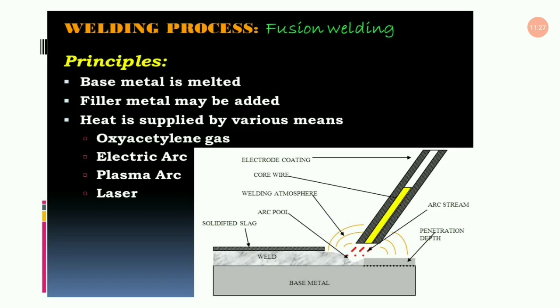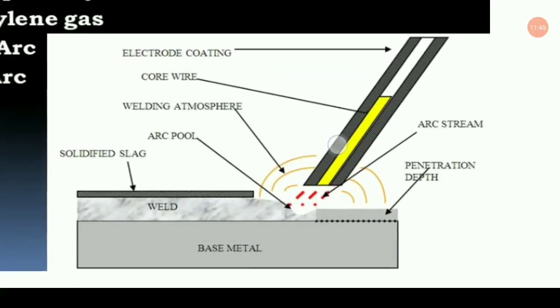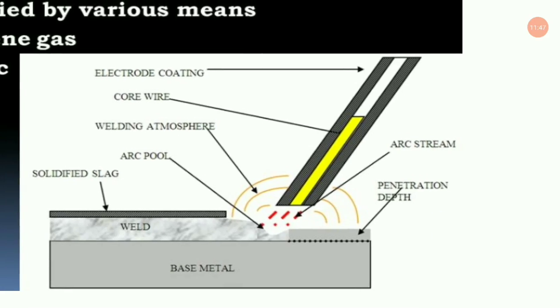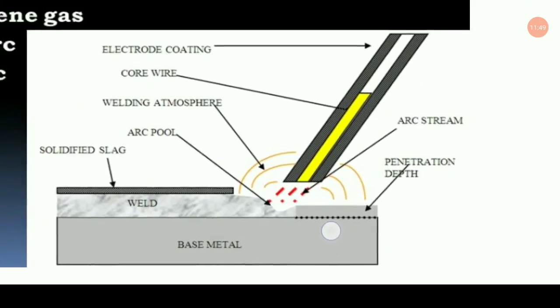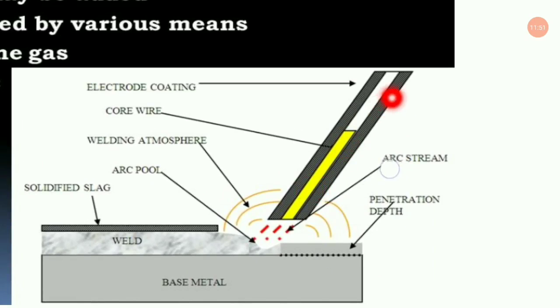Next, coming to the fusion welding, the basic principle is that base metal is melted, filler metal may be added, and heat is supplied by various means, that is acetylene gas, or by electric arc, or by plasma arc, or by laser. So here the same picture you can see for your clear understanding. This is the filler material, or electrode, or welding rods, whatever you want you can say.